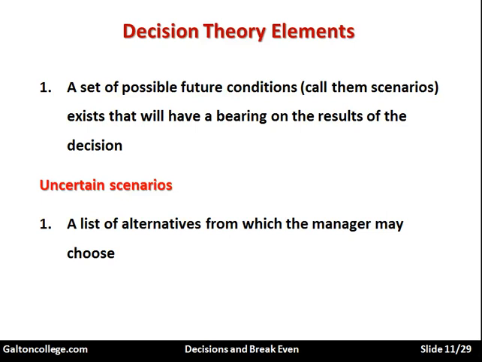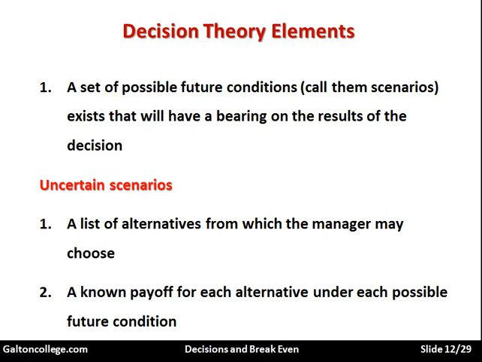So what we normally do with uncertainty is we tend to list the alternatives from which the manager may choose. We list out various possibilities, and then the manager selects one, and that may govern his or her decision-making process. They look at all of the alternatives that may happen in the future, and they try to select amongst those.